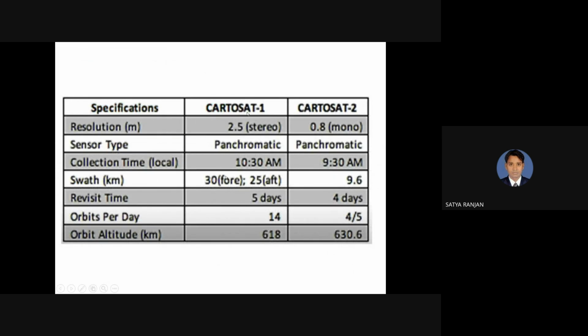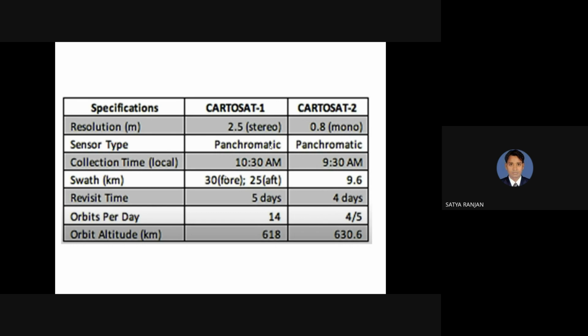So these are examples of the Cartosat 1 and Cartosat 2 satellite spatial resolution. Cartosat 1 is 2.5 meter resolution, and Cartosat 2 is 0.8 meter resolution. The sensor type is panchromatic for both, which means a black and white satellite image. One band is called panchromatic, and if there is a single band, then no color image is available.